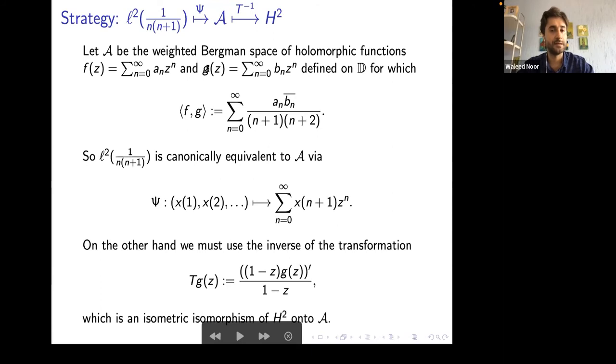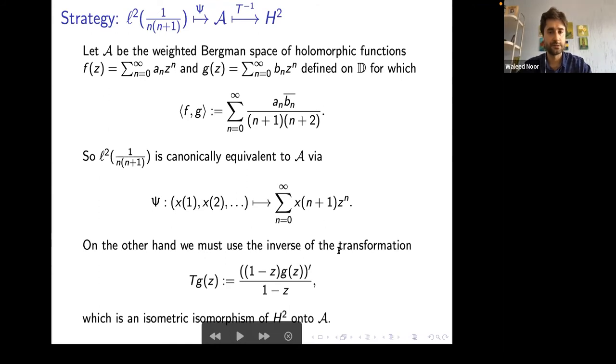So this is the weighted Bergman space, but we want to move to the Hardy space. For this, fortunately, we have in the literature a very convenient isometric isomorphism from the Hardy space onto this particular weighted Bergman space. And it has a very function theoretic form. Basically, it's 1 minus z, the polynomial, multiplied by the function g, its derivative divided by 1 over z. So this is a unitary map from H2 onto the weighted Bergman space.